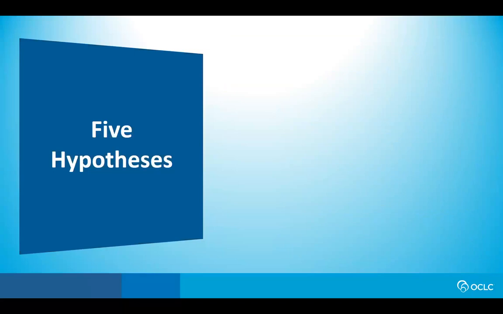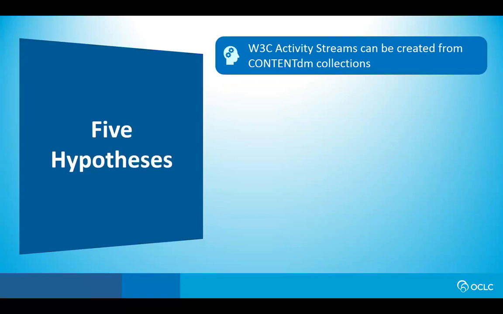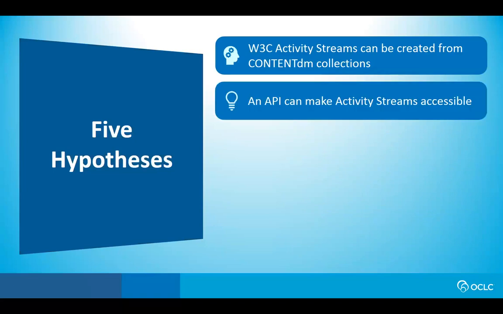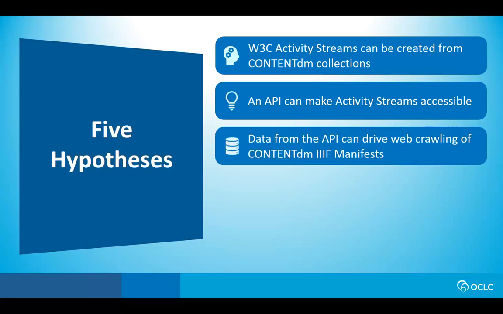When we started this project, we had easy access to all of this ContentDM material, and we wanted to see what we could do with it. So we started with five hypotheses. We wanted to know if we could use W3C activity streams to sit on top of ContentDM materials. We wanted to know if we used an API and connected with activity streams, can that be used to make those materials more accessible? We wanted to look at how, once you've gotten that data from the API, what can you do with it? How can you use it? How can you crawl it and make it more functional?